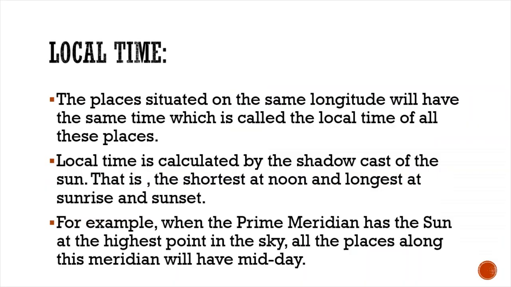The local time. The places situated on the same longitude will have the same time, which is called the local time of all these places. Now, local time is calculated by the shadow cast of the sun, that is, shortest at noon and longest at sunrise and sunset. For example, when the prime meridian has the sun at the highest point in the sky, all the places along this prime meridian will have midday.